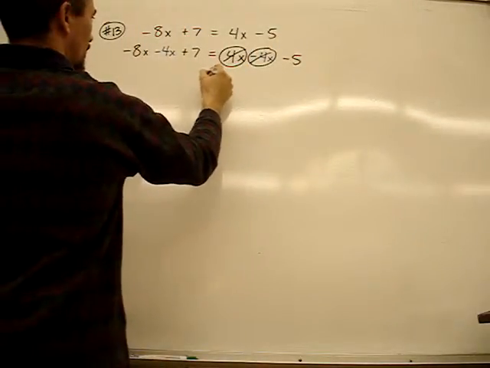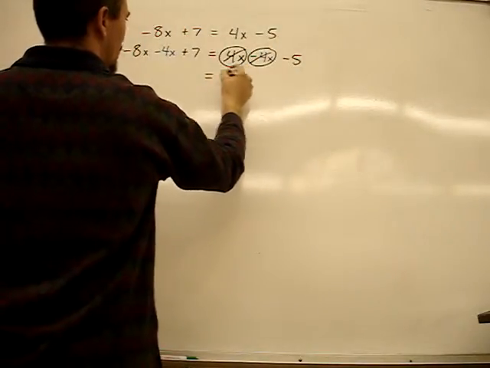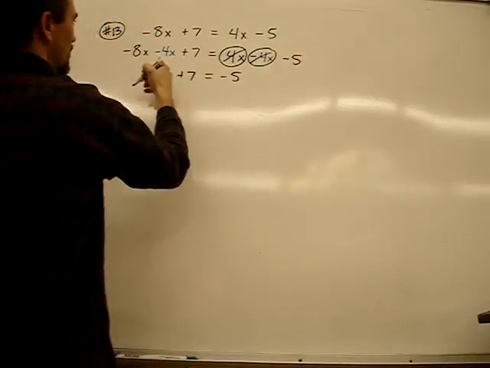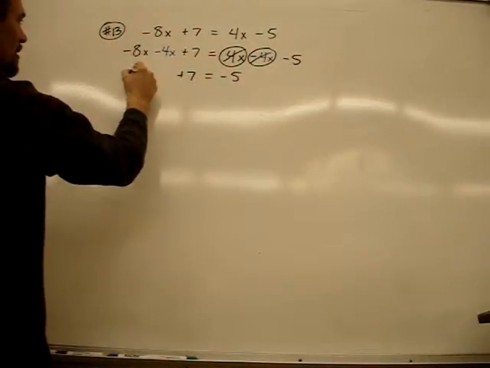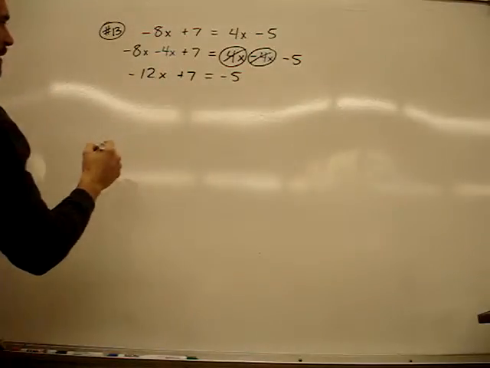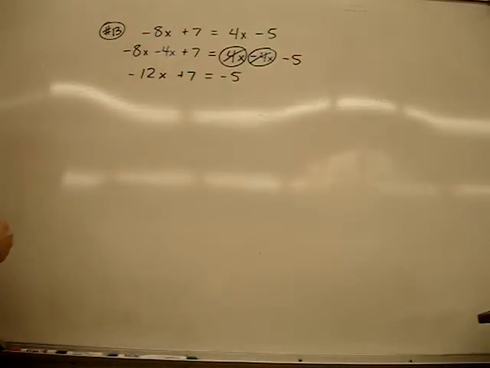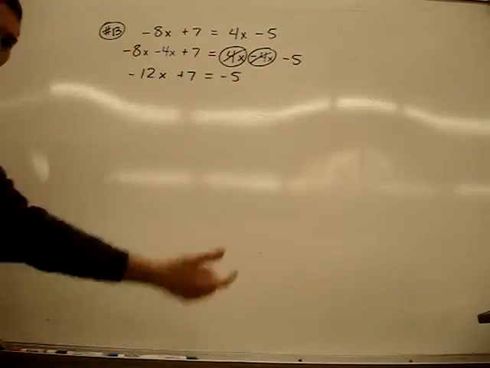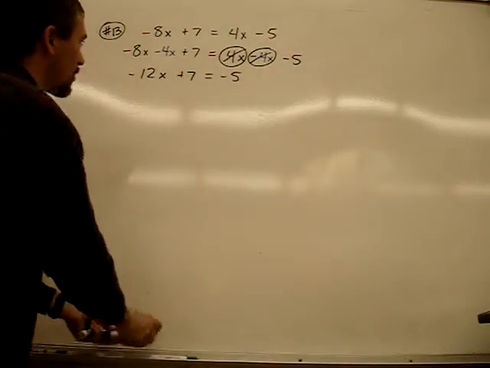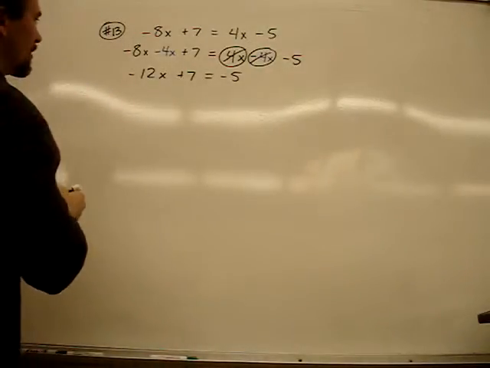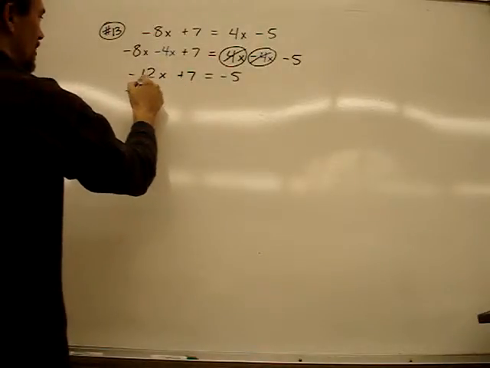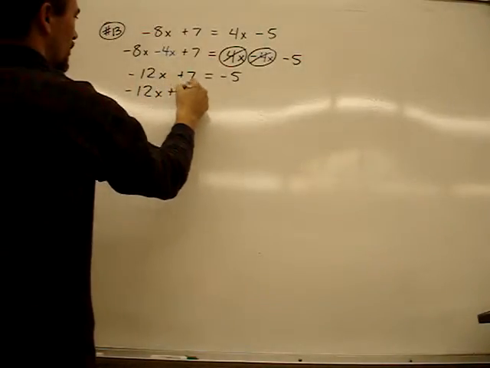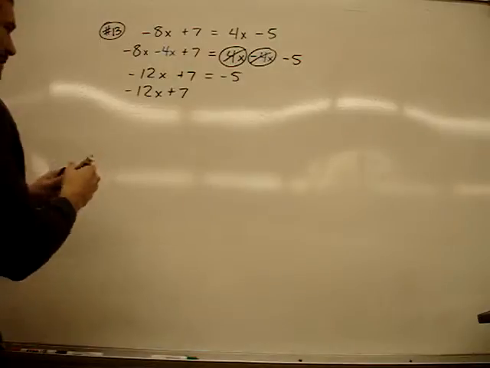So I can rewrite it, bring down that negative 5, positive 7. These two are like terms, I can put them together, 12x. Now I want to get rid of this 7 because I want all my numbers on that side, all my letters on this side. So I'm going to use the opposite of this to get rid of it. The opposite of positive 7 is negative 7.